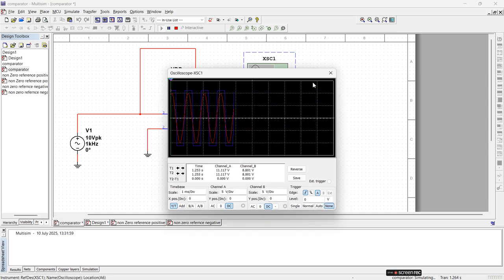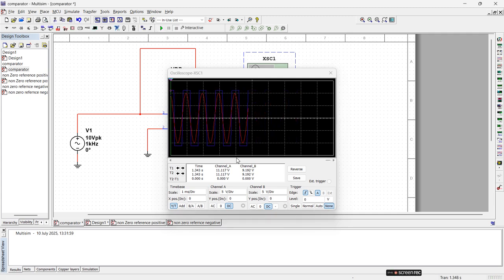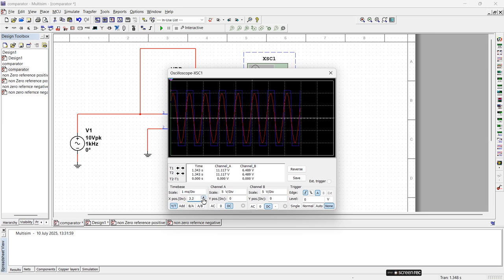Observe this, this is my waveform. Observe this zero crossing. The red color indicates the input signal, and the blue color indicates the output signal. So this is the non-inverting zero crossing output signal.